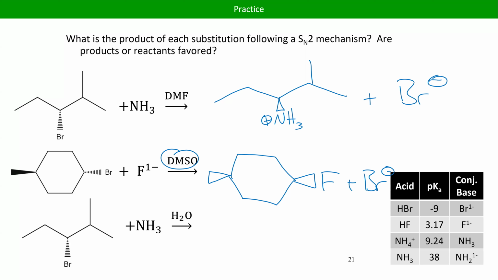So for both of these, we favor the products for the same reasons. So it would be fine to also say the products are favored for the second one because fluorine is a stronger nucleophile. Okay.